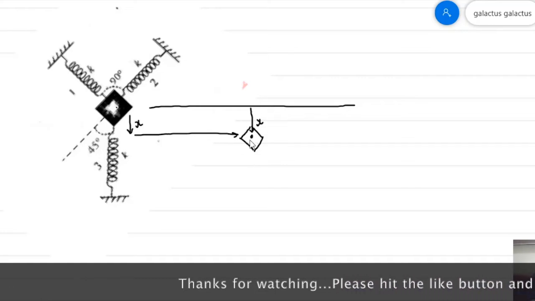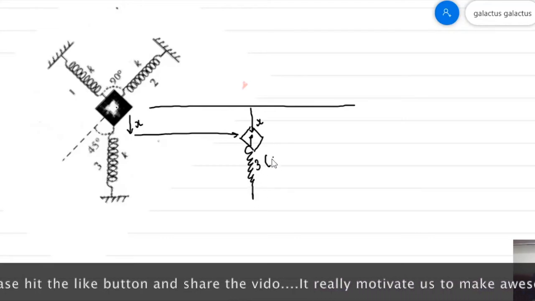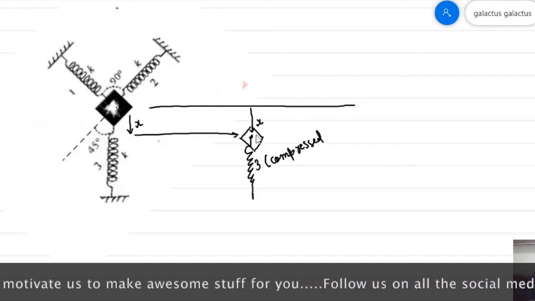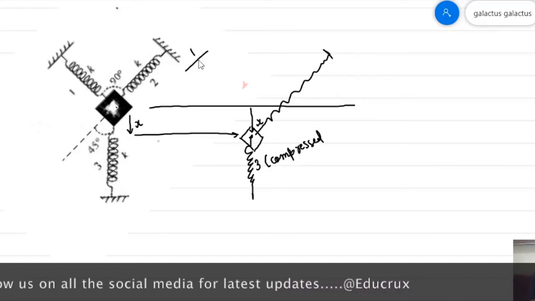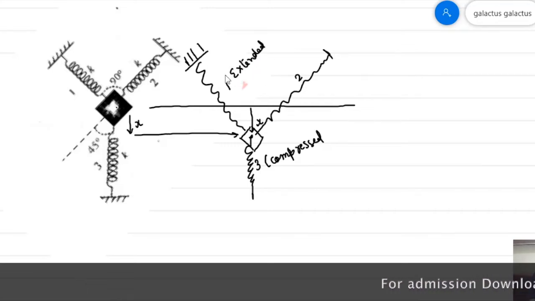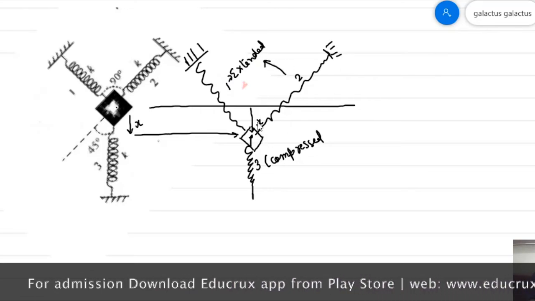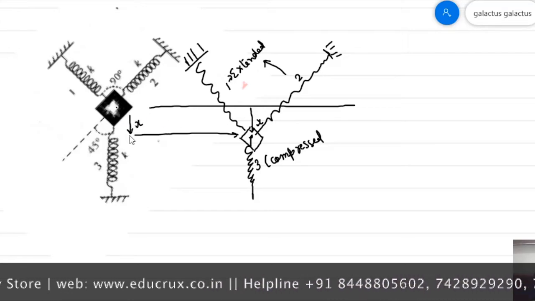So spring number 3 will be compressed, and what will happen to the other two springs? The other two springs will be extended. Spring number 1 and spring number 2 will be extended, and spring number 3 will be compressed if I displace the mass along the vertically downward direction.